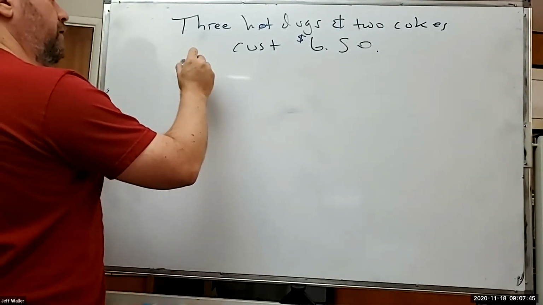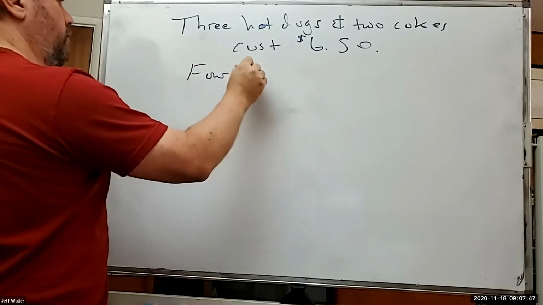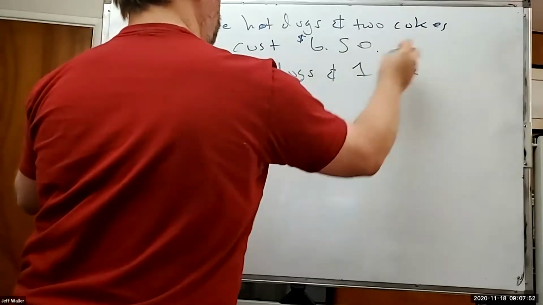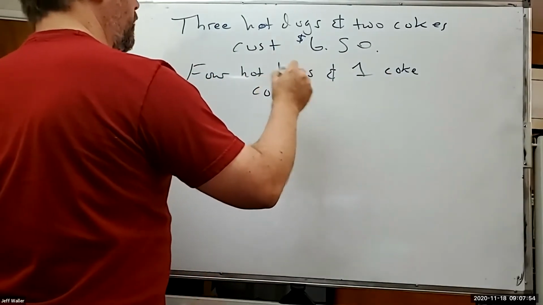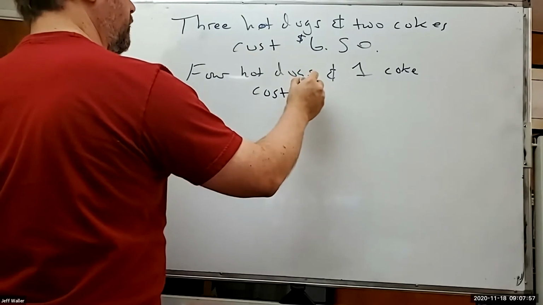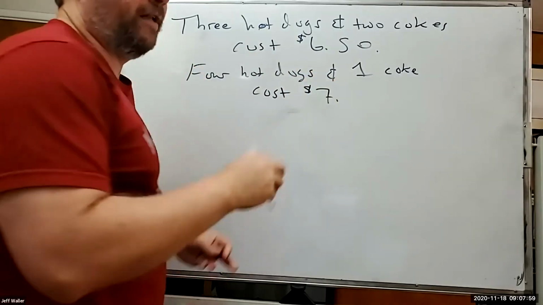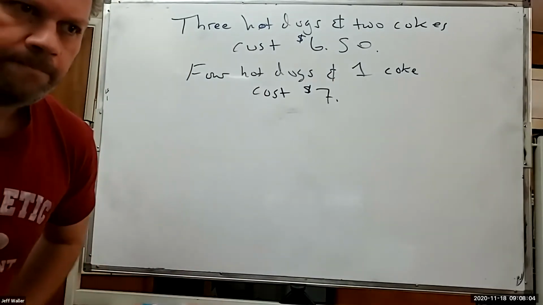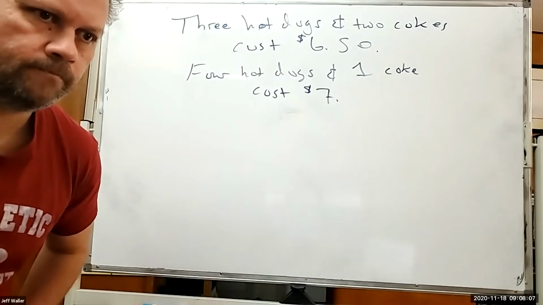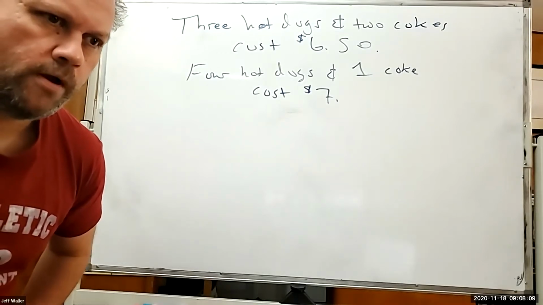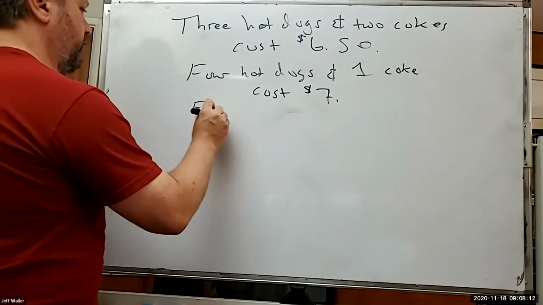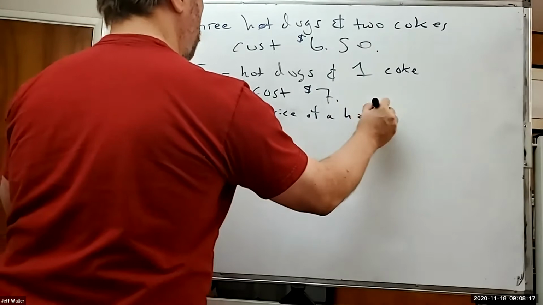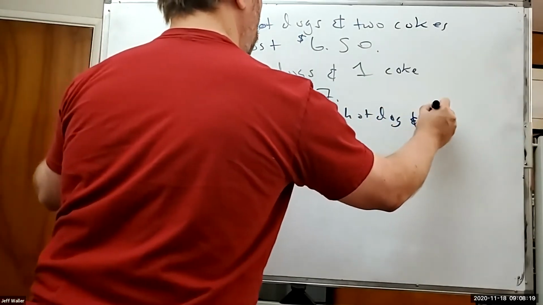You can do it, Jeff. 4 hot dogs and 1 Coke costs what, Jeff? $7, I think. Is that right? You guys don't know. We'll find out. We'll see if I made a good set of equations. Find the price of each. Find the price of one of each. Price of a hot dog and the price of a Coke.